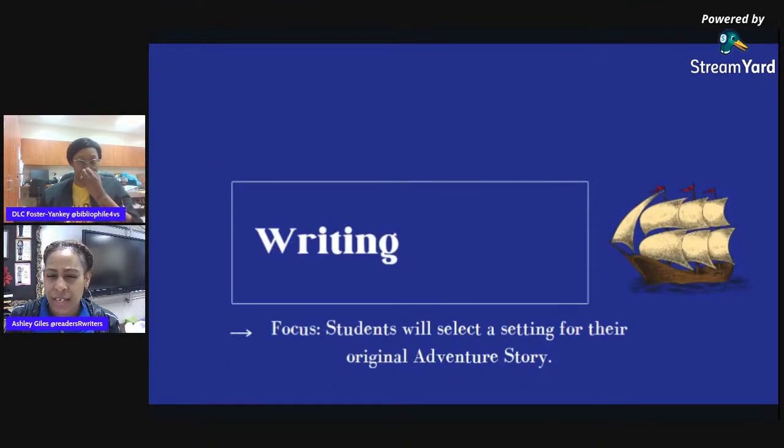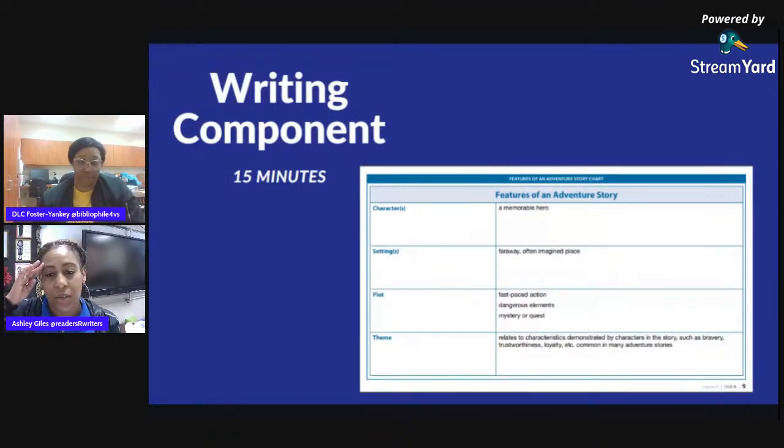Our next section is writing. Students will select the setting for their original adventure story. So remember, they are reading an adventure, and they are also going to be planning and writing their own adventure story. Today they're going to be focusing on the setting, keeping in mind it's an adventure story. It's an imaginative setting, right? I know that was an element from the Core Connection.